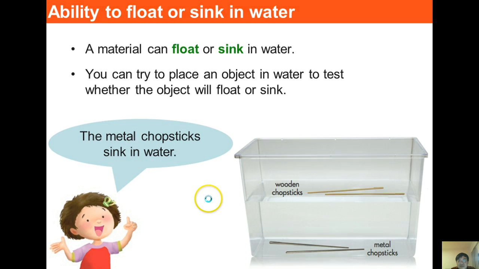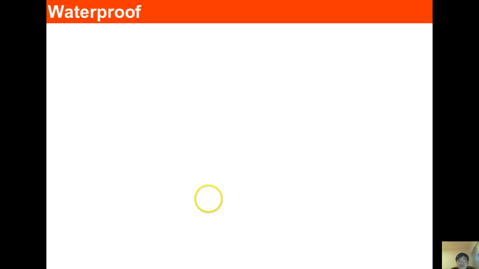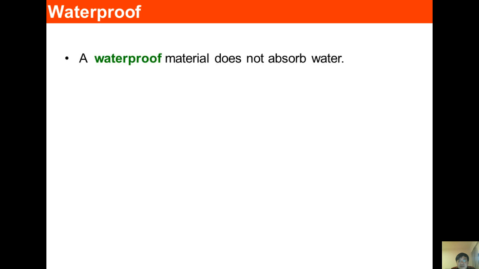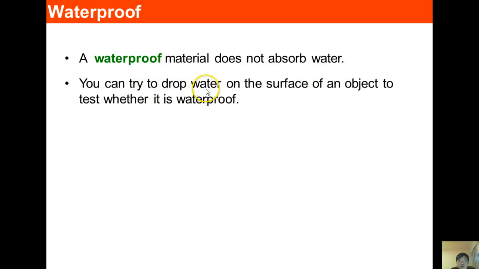So let's carry on. Waterproof is important. Waterproof material does not absorb water. It means water does not stay inside or go through it. You can try to drop water on the surface of an object to test whether it is waterproof. If the water is absorbed into the object, then that object is not waterproof.